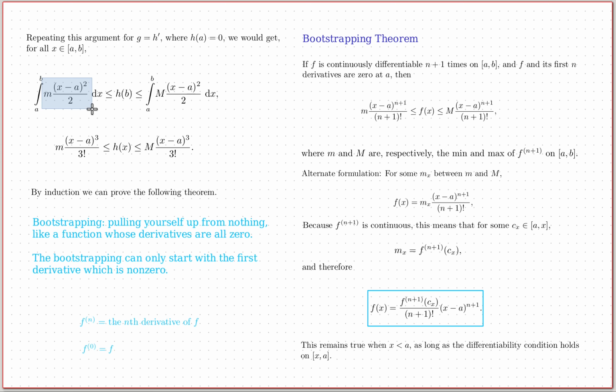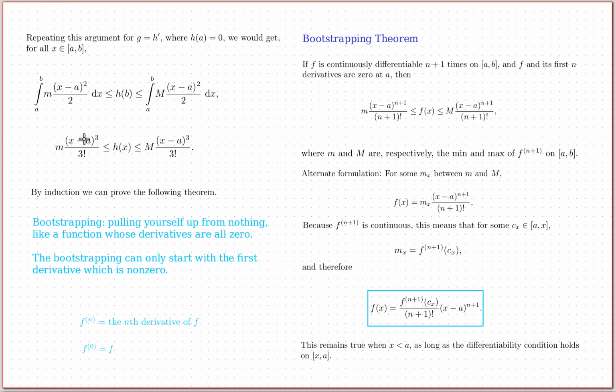h prime of x would have to be greater than or equal to little m times x minus a squared over 2 and less than or equal to big M times x minus a squared over 2. And therefore h, which would be the integral of h prime, will be between these two integrals. Once again, we can easily integrate these because they're just polynomials, and the m's are constants. So in this case, we get a cubic polynomial. And we pick up, by the way, an extra factor of 3 now in the denominator. 3 times the 2 that was there previously gives us 3 factorial, right? 3 times 2 times 1.